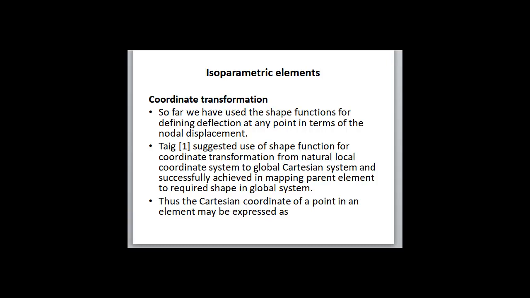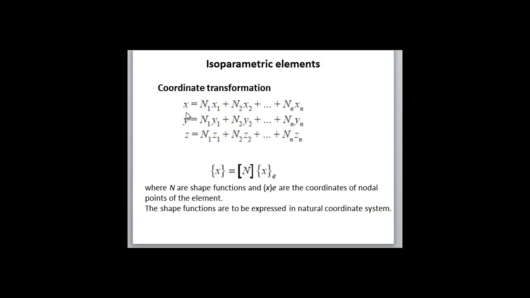Thus, the Cartesian coordinate of any point in the element may be expressed with the help of a shape function: x is equal to N1 x1 plus N2 x2 up to Nn xn, and y is equal to N1 y1 plus N2 y2 plus up to Nn yn. In the z direction, z is equal to N1 z1 plus N2 z2 up to Nn zn. In short, in matrix form, we can write the coordinate transformation as x is equal to N into xe, where N is the shape function and xe are the coordinates of the nodal points of the element. The shape functions are to be expressed in natural coordinate systems in isoparametric elements.